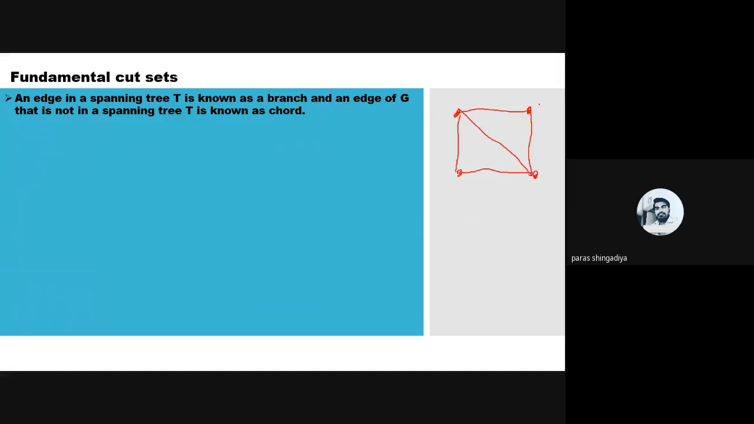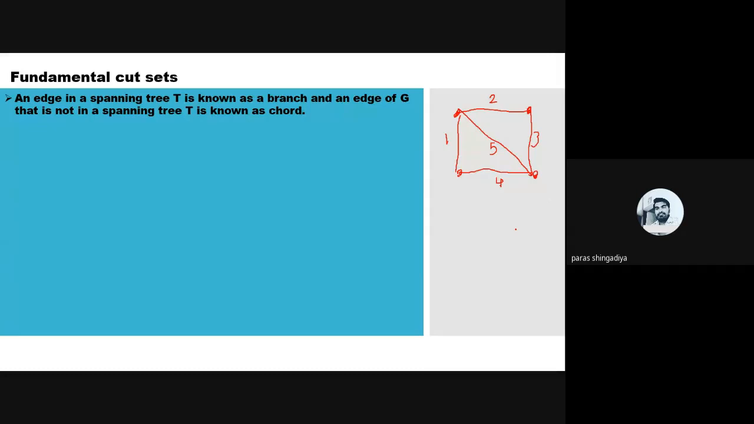This is the graph that is given. Okay, the 4 vertices are mentioned, and let us mention the edge notations: 1, 2, 3, 4, and 5, so 5 edges are mentioned. And the 4 vertices are A, B, C, D. Now we have to create the spanning tree of the graph.